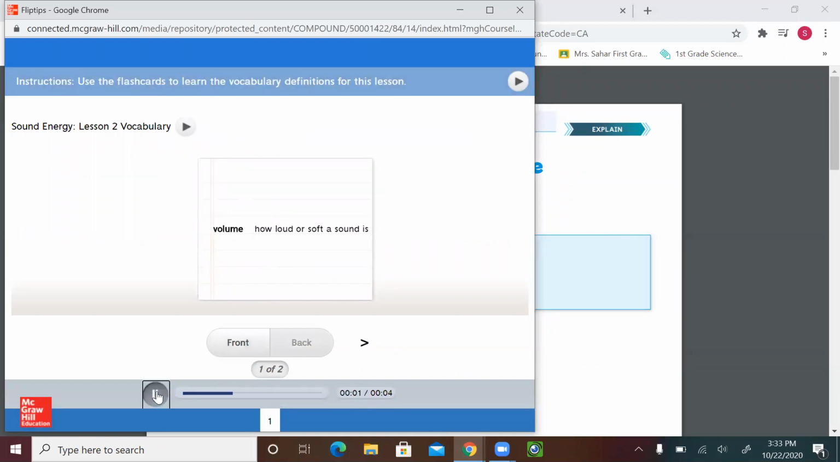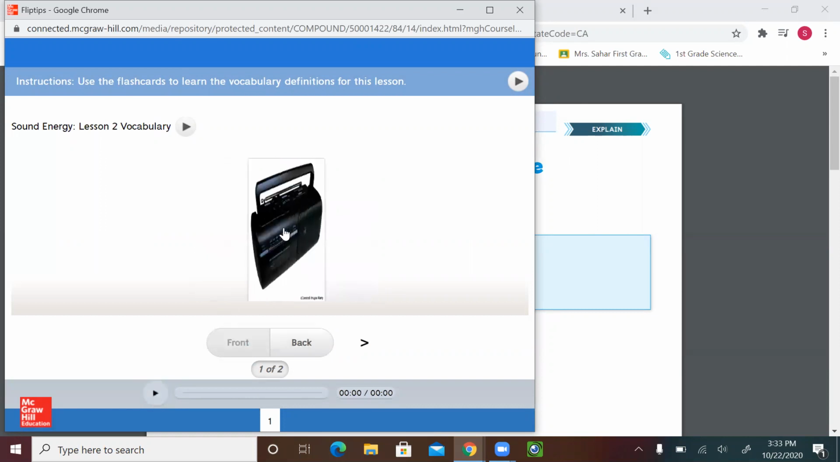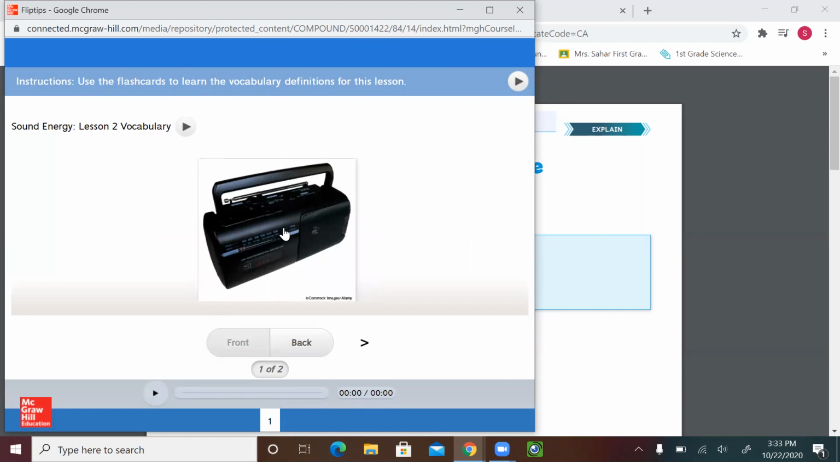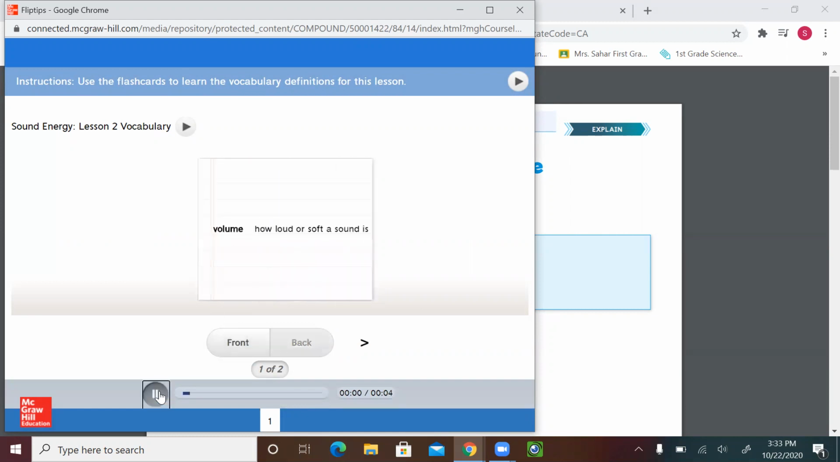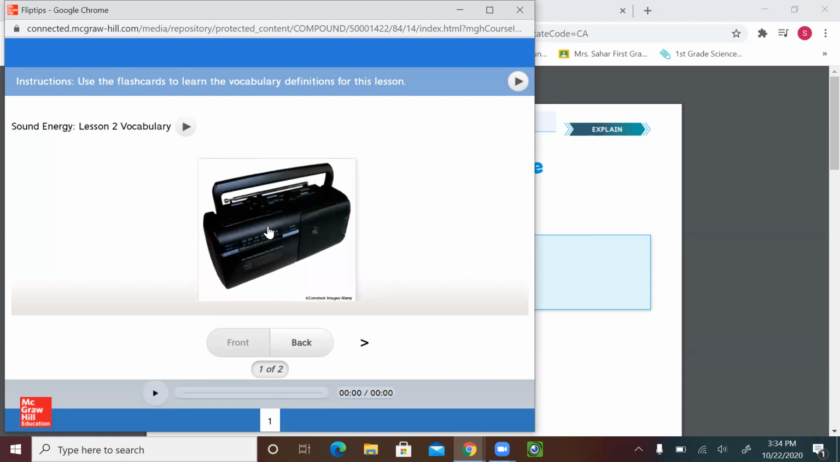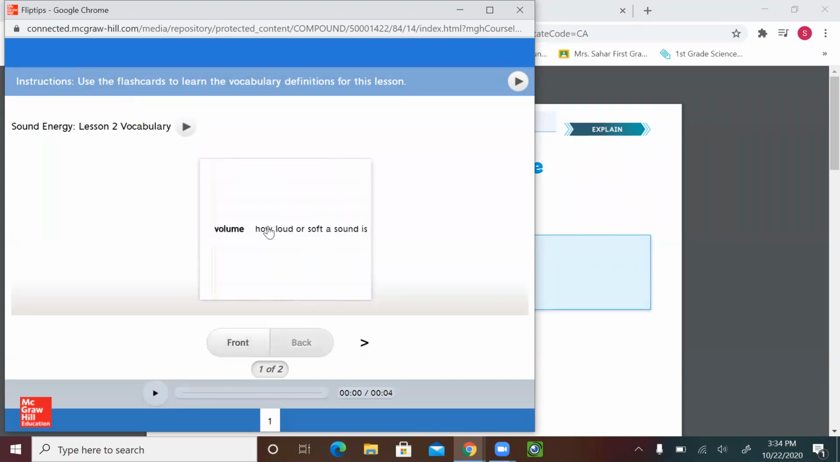Volume. How loud or soft a sound is. So how loud or soft the sound is, and we have a picture of a radio. So when you put your volume up, the sound is loud, or when you put it down, the sound is soft. All right, so that's the first word.